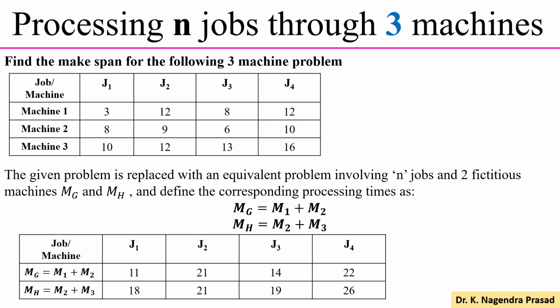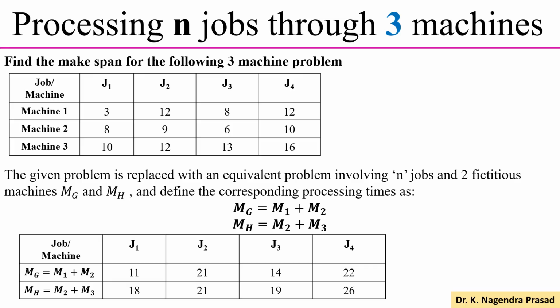The given problem is replaced with an equivalent one involving n jobs and 2 fictitious machines, MG and MH, and these machines are defined as MG equal to M1 plus M2. Similarly, MH equal to machine 2 plus machine 3. So we have to convert the 3 machine problem into a 2 machine problem. The 2 machines are MG and MH.